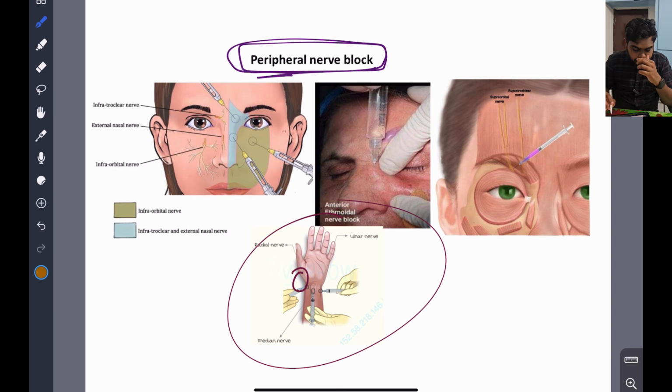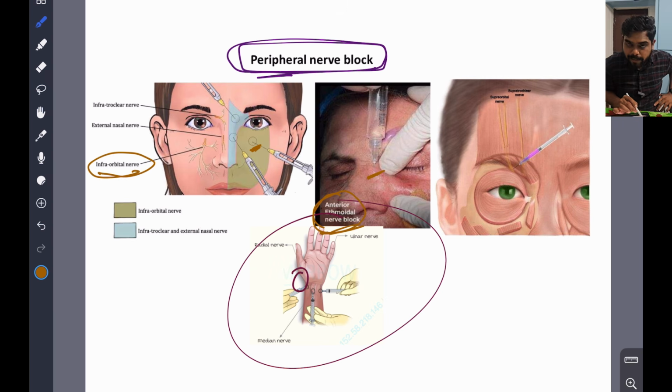Very, very important. You can see the anterior ethmoidal block, how they are giving it, with what point they are giving. Now you can see here this area, the infraorbital nerve block. And you can see here, outside of the nose, the side of the nose, the external nasal block. And you can see the infratrochlear nerve here. Next to that, a little down only, we can see the anterior ethmoidal. Very important. It's a little confusing.